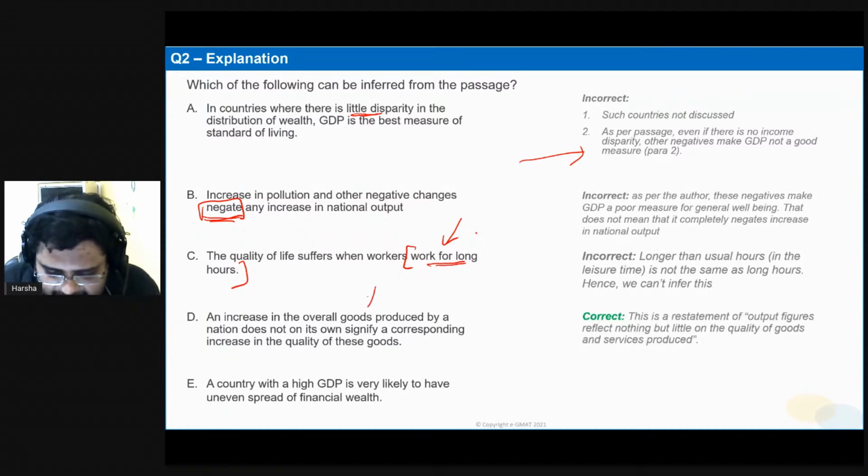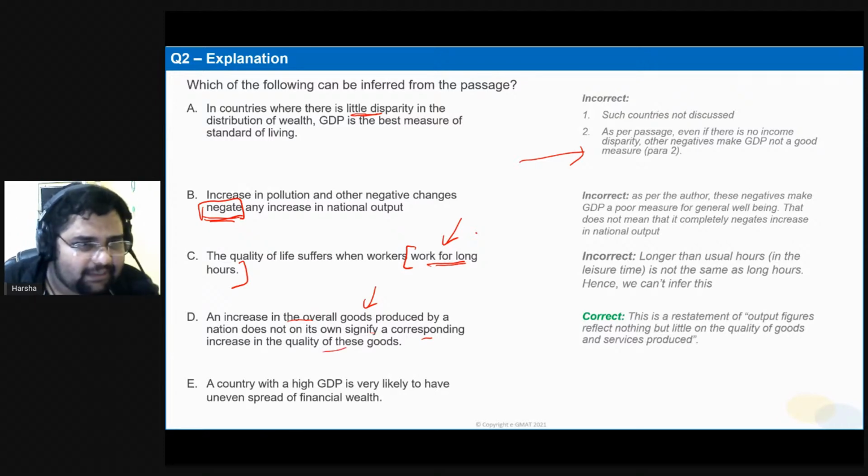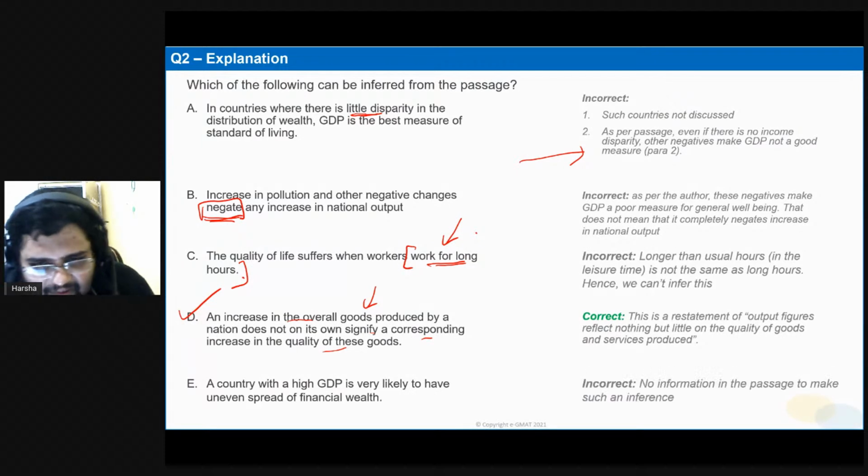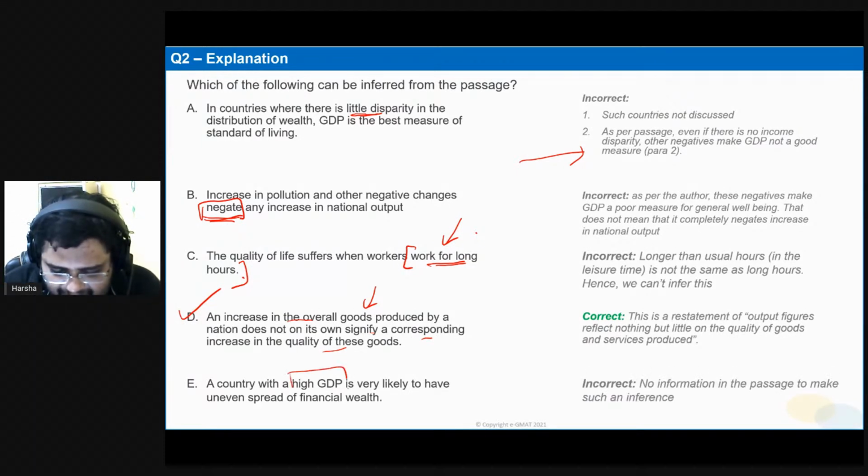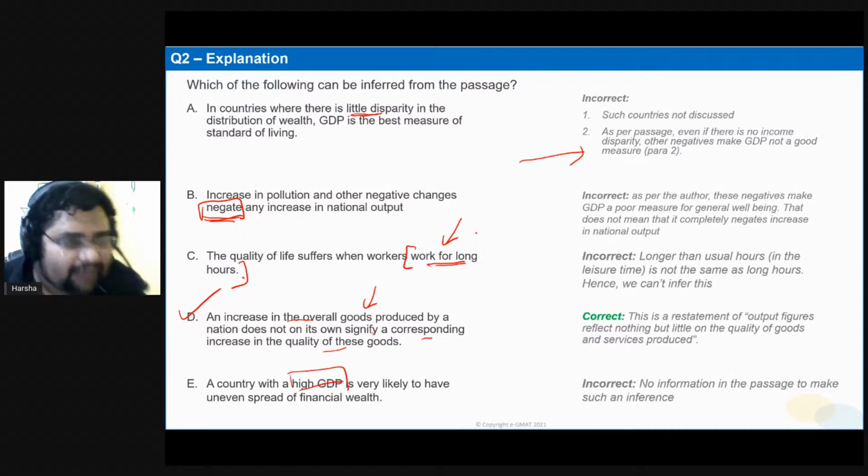And you will get this if you understood that phrase, reflect nothing but little. So, an increase in the overall goods produced by a nation does not on its own signify a corresponding increase in the quality of these goods. That's what you mean by reflect nothing but little, no? Just because output is increasing, you cannot be sure that quality is increasing. So, option D, correct answer. Option E is, again, you don't have any information about countries with high GDP anywhere in this passage, so you cannot make an inference. These are what we call out of scope answers.